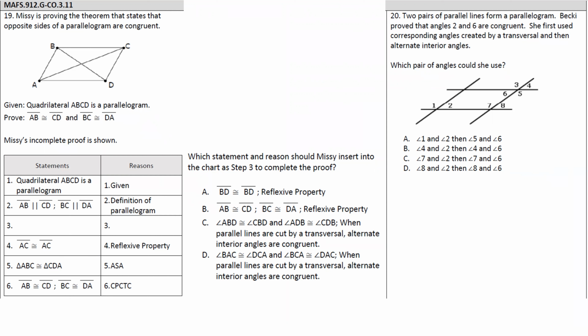It's proving that, giving quadrilateral ABCD is a parallelogram, prove that those two pieces are congruent. So looking at our statements, so far they said, all right, we have a parallelogram that was given. Then they said we have two sets of parallel lines. That's our definition of parallelogram. Then we had a blank. So far, we haven't said anything about congruent pieces.